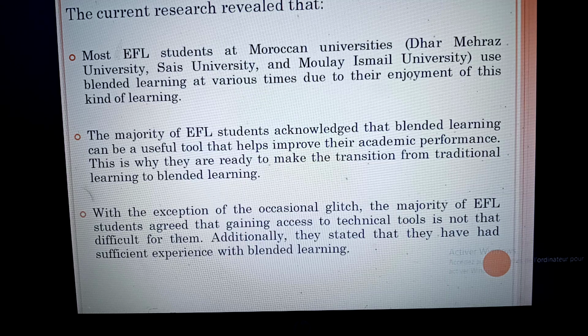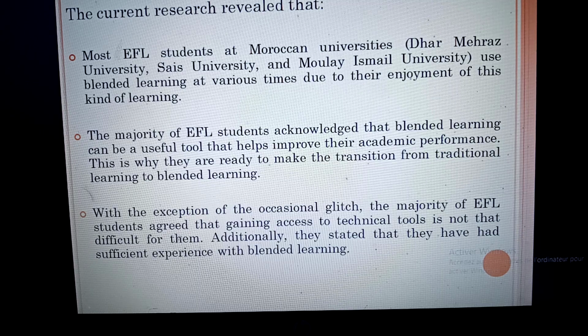So the study revealed that most EFL students at Moroccan universities use blended learning at various times due to their enjoyment of this kind of learning. And the second interesting finding is that the majority of EFL students acknowledge that blended learning can be a useful tool that helps improve their academic performance. This is why they are ready to make a transition from traditional learning to blended learning.